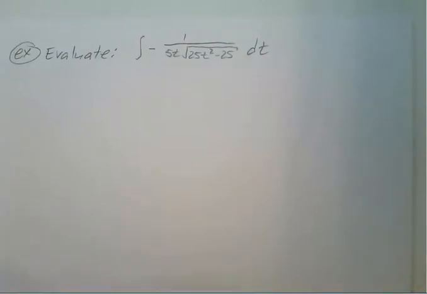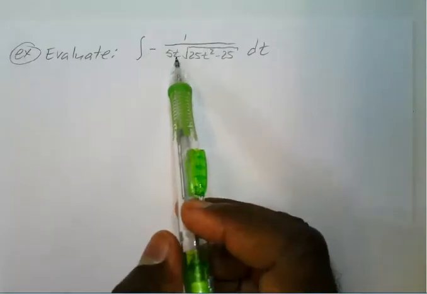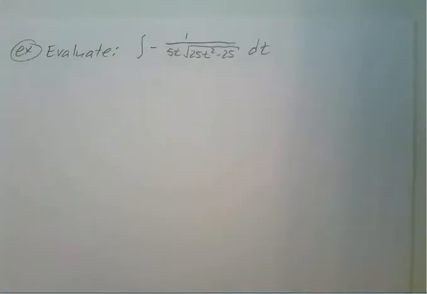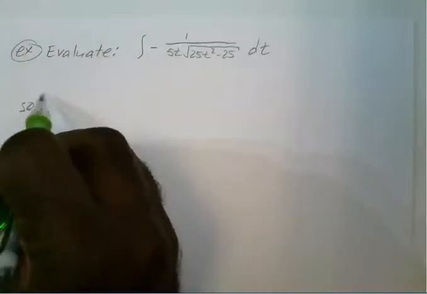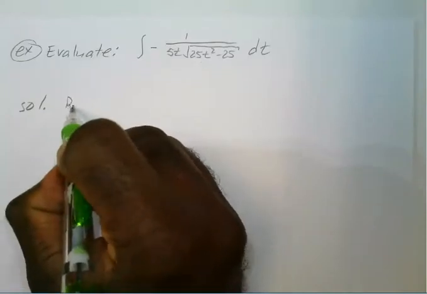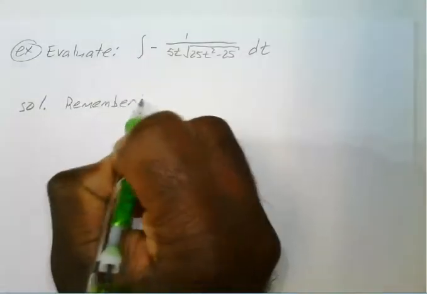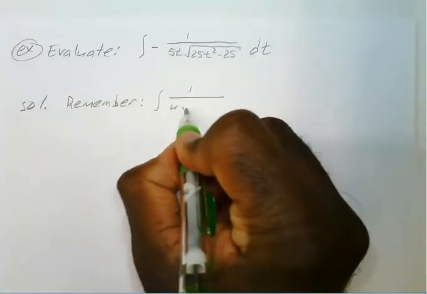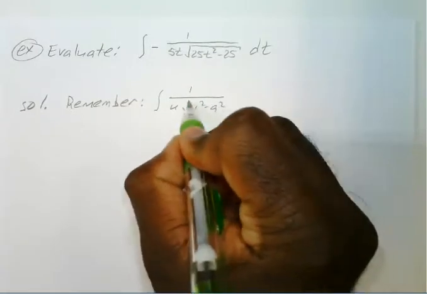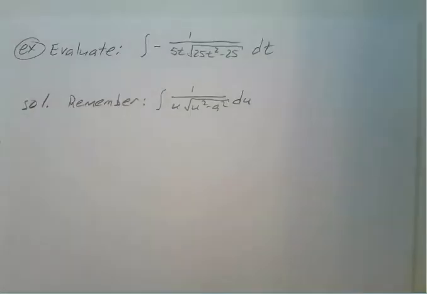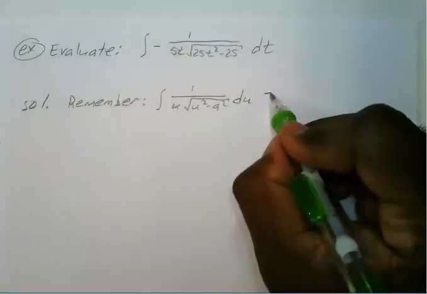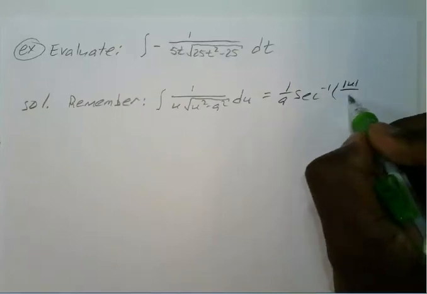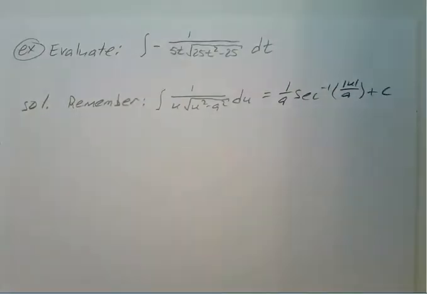So what if we wanted to evaluate the integral of negative 1 over 5t times the square root of 25t squared minus 25? Okay, so if you see here, it looks an awful lot like the integral of 1 over u times the square root of u squared minus a squared with respect to u, which equals 1 over a times secant inverse of the absolute value of u over a plus c.